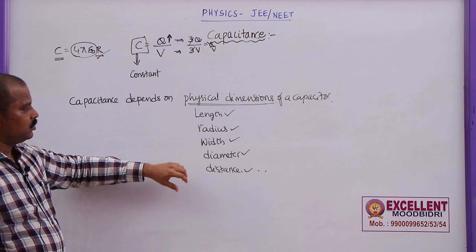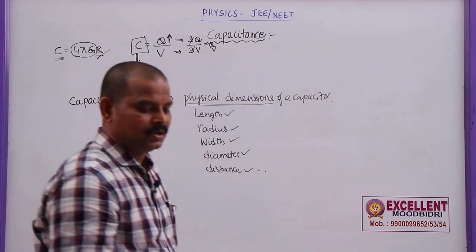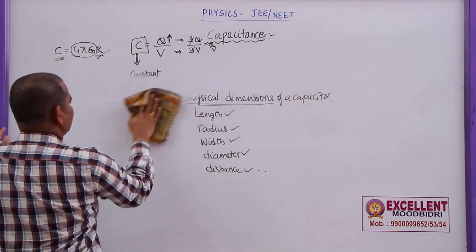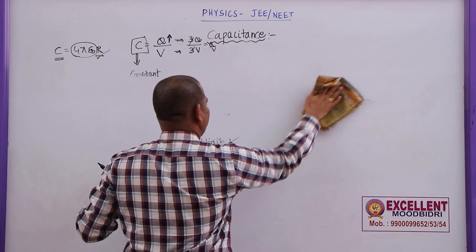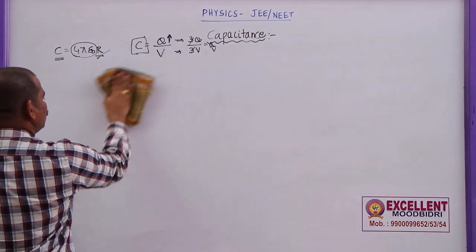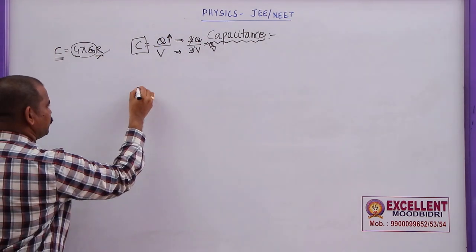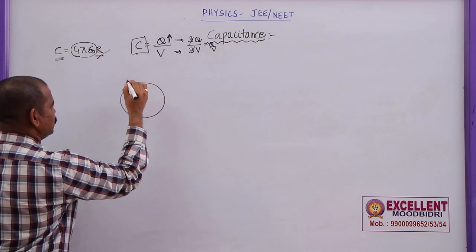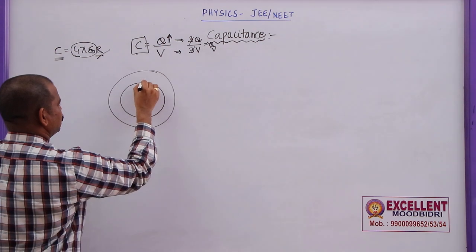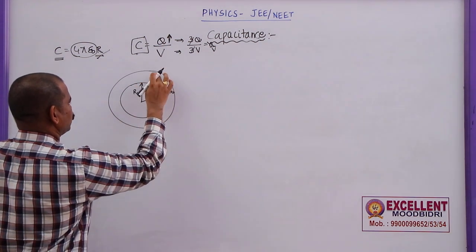We will prove it by taking different structures, different capacitors. Let me take first the spherical capacitor. What is a spherical capacitor? I have to take two concentric shells here. This is the first shell, this is the second shell, this radius is R1 and this radius is R2.